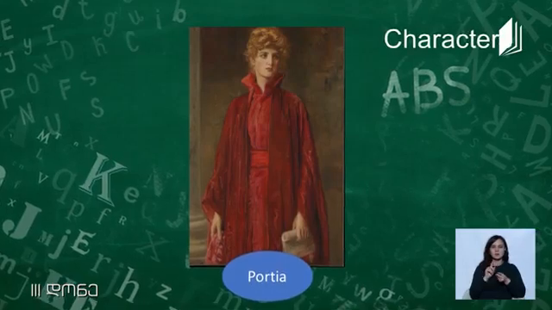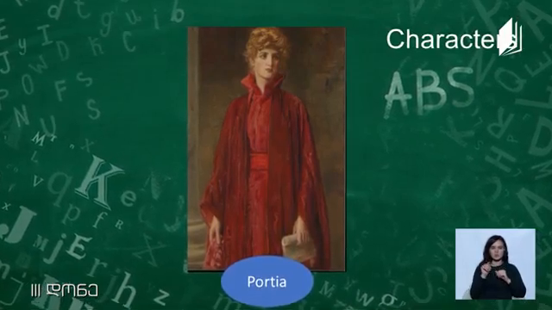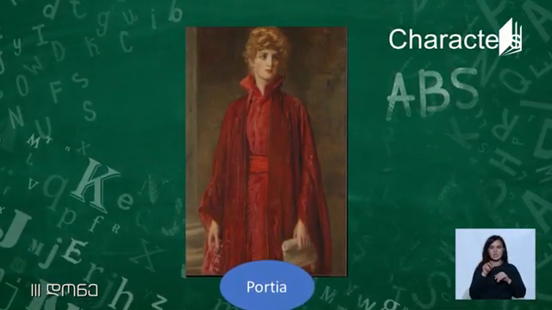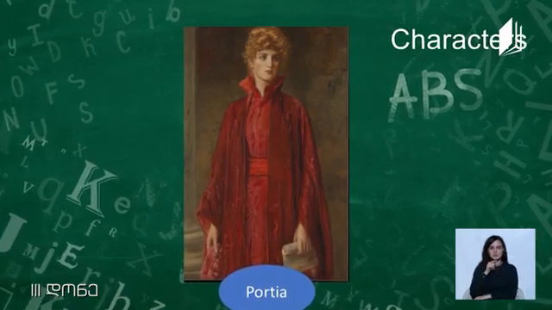Let's move to Portia now, the woman of interest for Bassanio. She's a wealthy young woman. She's intelligent, beautiful. She's in fact the cleverest person in the entire play. And it is actually Portia in the disguise of a lawyer that saves Antonio in the end from Shylock's knife.